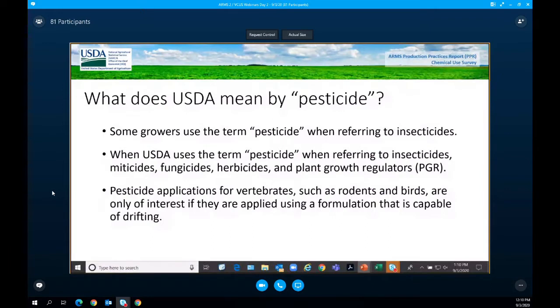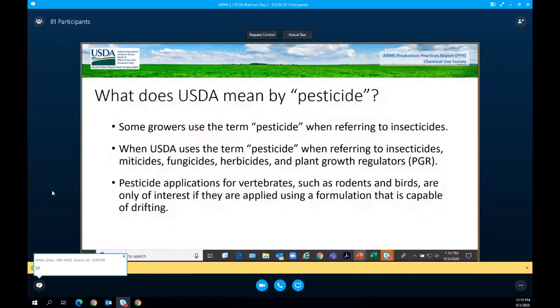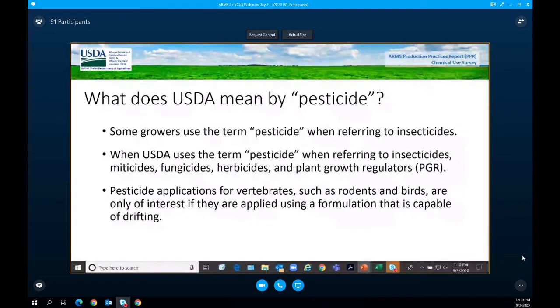They'll say, oh, well, for my herbicide applications I did this, but for my pesticide applications I did something else. And what we need to capture is what they're doing for all of those things. And there are instances where we may break out herbicides versus fungicides and insecticides specifically, and you'll see that in some of the questions. But generally speaking, when we're asking about pesticides, they need to understand that includes herbicides, that includes fungicides and plant growth regulators.